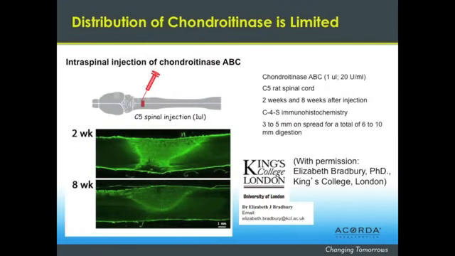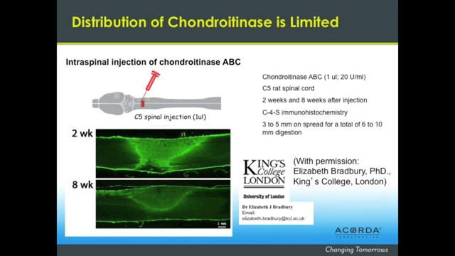What slowed our progression into human studies is when we look at what happens to chondroitinase when it's delivered to a rat. So this is some data from Liz Bradbury's lab, where they injected chondroitinase at C5. And what you see here shown in green is an antibody that marks where chondroitinase is active.